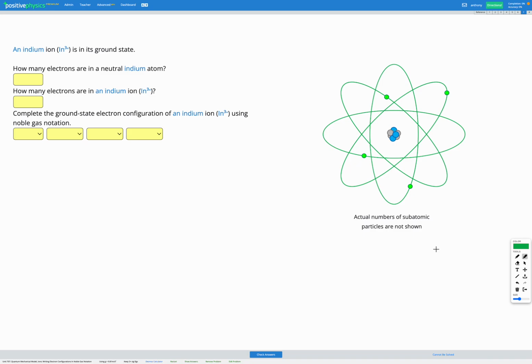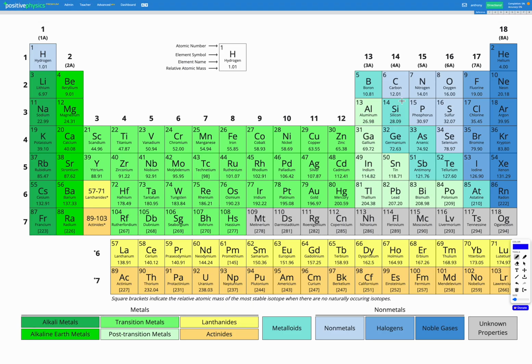In this question, we have an indium ion, In3+, and we're trying to figure out our electron configuration. So let's start by looking at indium in our periodic table. Here it is, all the way down here. And if we look at our atomic number, that's this number in the top left of the box, it's 49. That means indium has 49 protons.